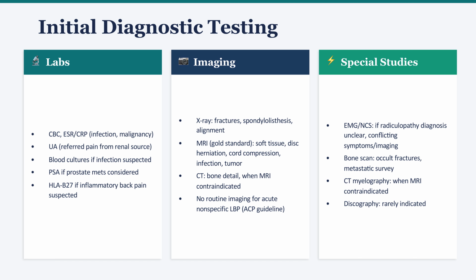Remember that asymptomatic disc abnormalities are extremely common on MRI. Studies show disc bulges in more than 50% of adults over 40. Treatment decisions should never be based on imaging findings alone.